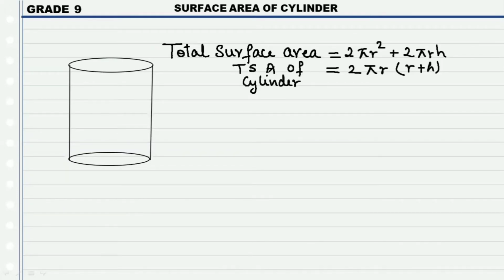Okay, now this is TSA. In TSA, what did we do? We took the total surface, that is your top, bottom and the curved. Okay, now the next is your curved surface area.